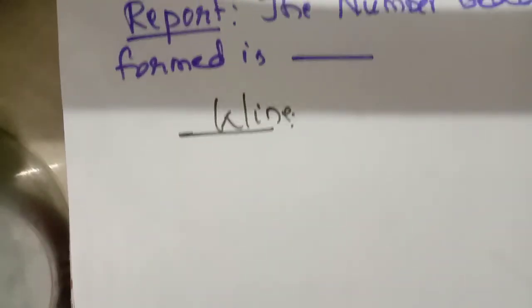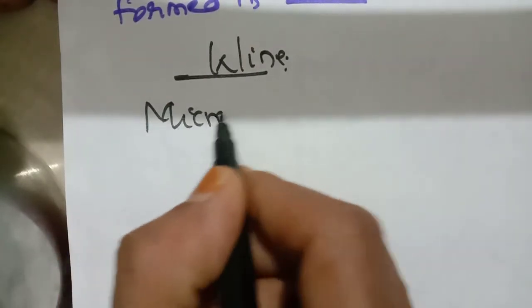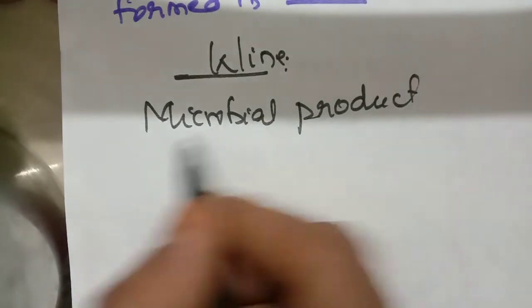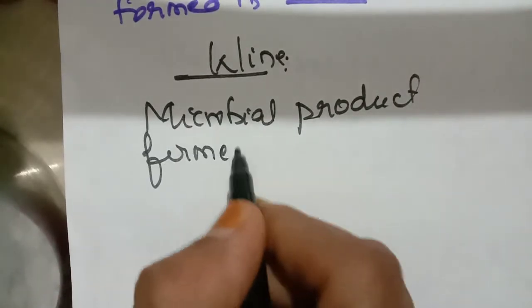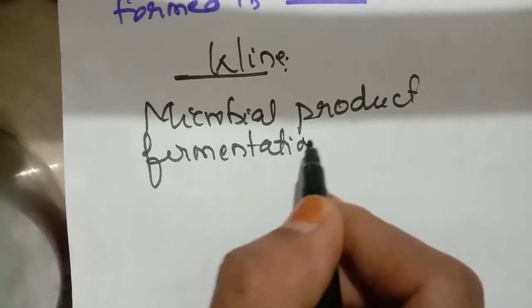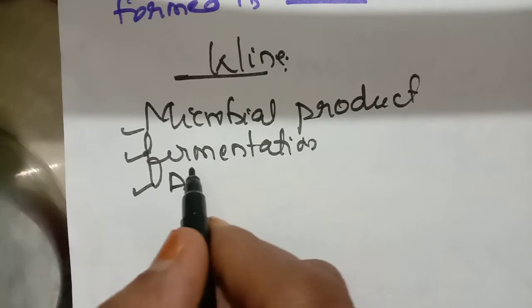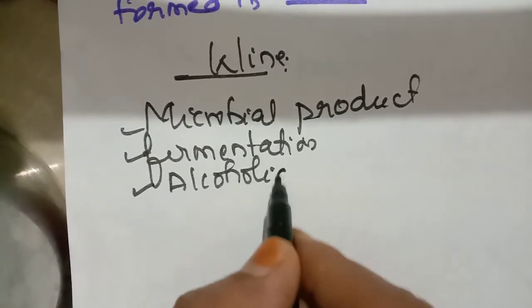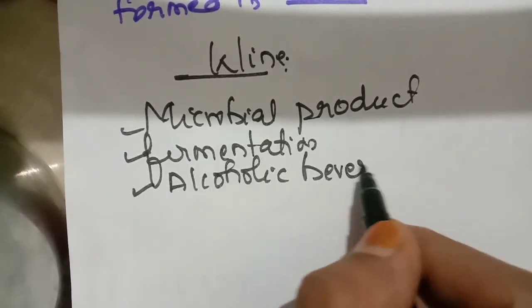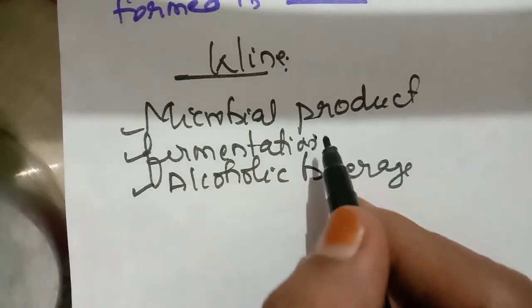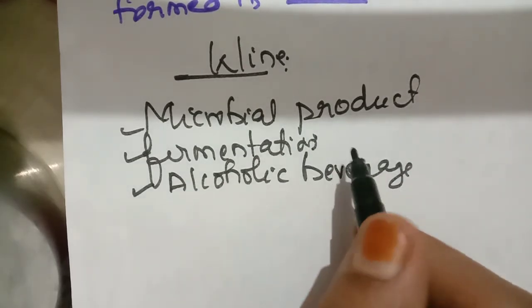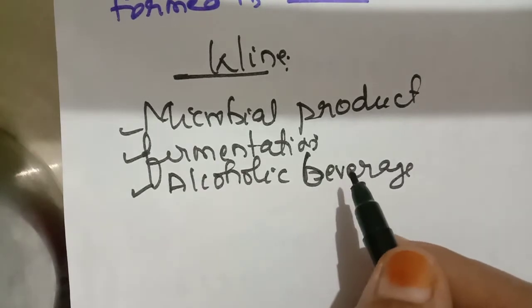What is wine? Wine is a microbial product, formed by fermentation. Because of the fermentation, it's a microbial fermentation product, and the next important thing is it's an alcoholic beverage. Why is it an alcoholic beverage? Because of the fermentation, it releases alcohol.